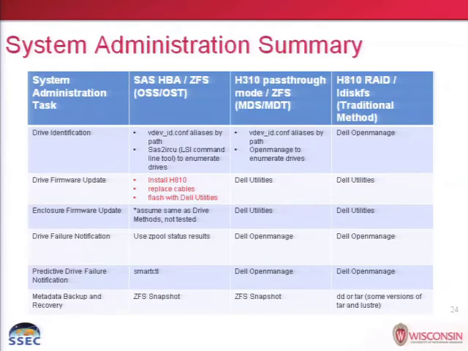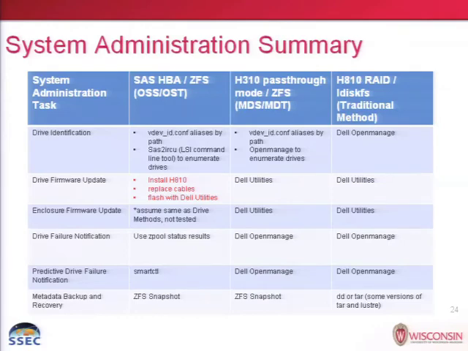and metadata backup and recovery was the main task we covered. So if you look on the right, you see the more traditional method, where we use the vendor tools or utilities to do pretty much everything, and metadata backup and recovery is with dd or tar, depending on the version of Lustre. In the middle, you see the H310, which is a pass-through mode on the metadata server card. So this gives you direct access to disks, but a few more of the vendor features.